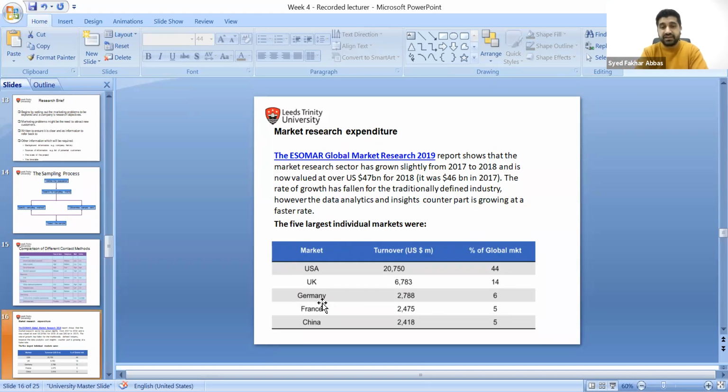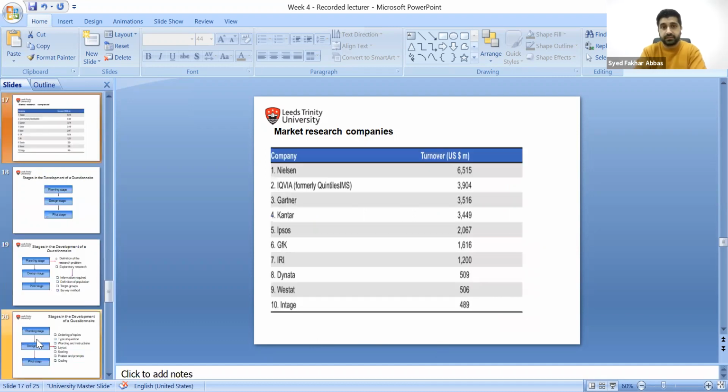Similarly, you can see Germany, France, and China, all developed countries, are spending a lot of money on market research. They want to know what type of market and what type of customers they have, and about different products or services. Different companies have spent a lot of money on market research.